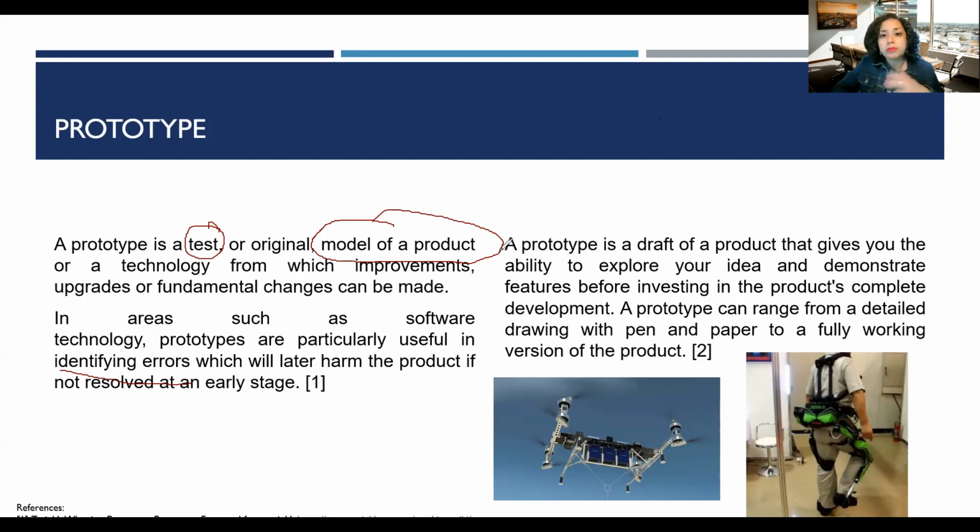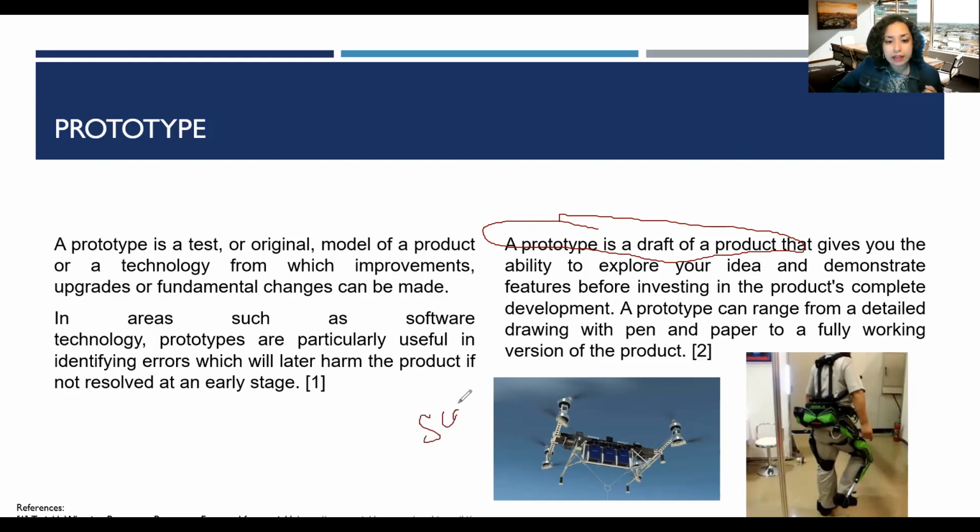But a simpler way to say it is a prototype is a draft of a product that gives you the ability to explore the idea and demonstrate features before investing in the product's complete development. So it's actually, sometimes it's just a scale of the product, which is what we are watching over here. This is a scale of a Boeing.